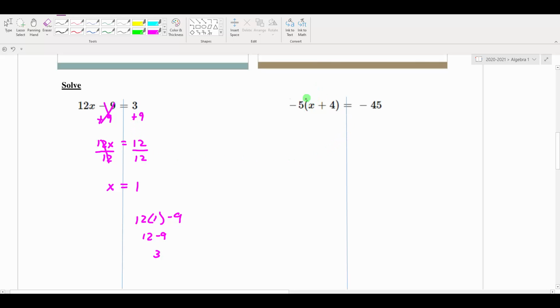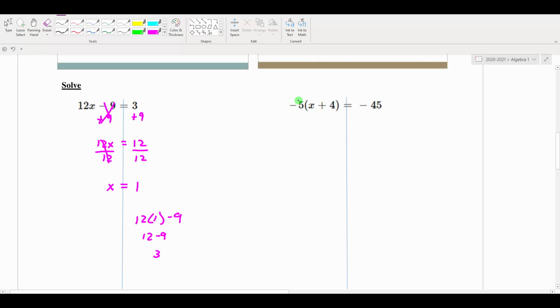All right, let's try this one. It's a little bit more difficult because we see some parentheses. So this is a situation where we need to simplify a little bit, right? We want to get rid of those parentheses. The way I like to think about it, I need to get this x all by itself, but it is trapped inside of these parentheses, so I need to get it out of the parentheses, and the tool that we have to do that with is distribution.